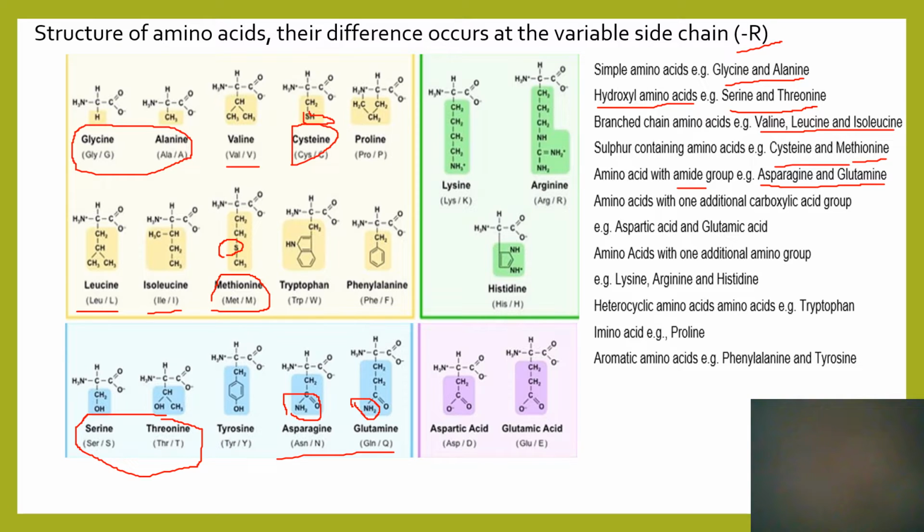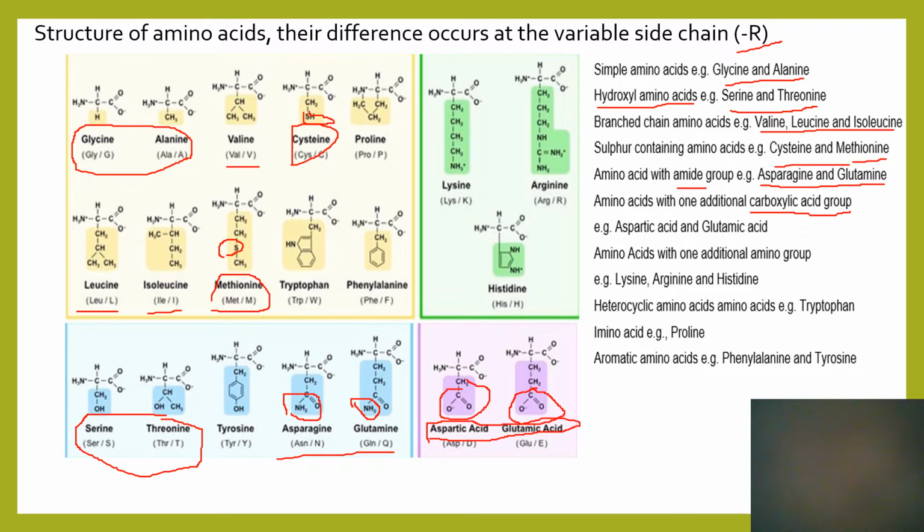Still, there are amino acids that contain one additional carboxylic acid group. Already, all amino acids have one carboxylic acid group, but these amino acids, aspartic acid and glutamic acid, even their names are acid, because they contain additional carboxylic acid groups. Therefore, they are acidic in nature.